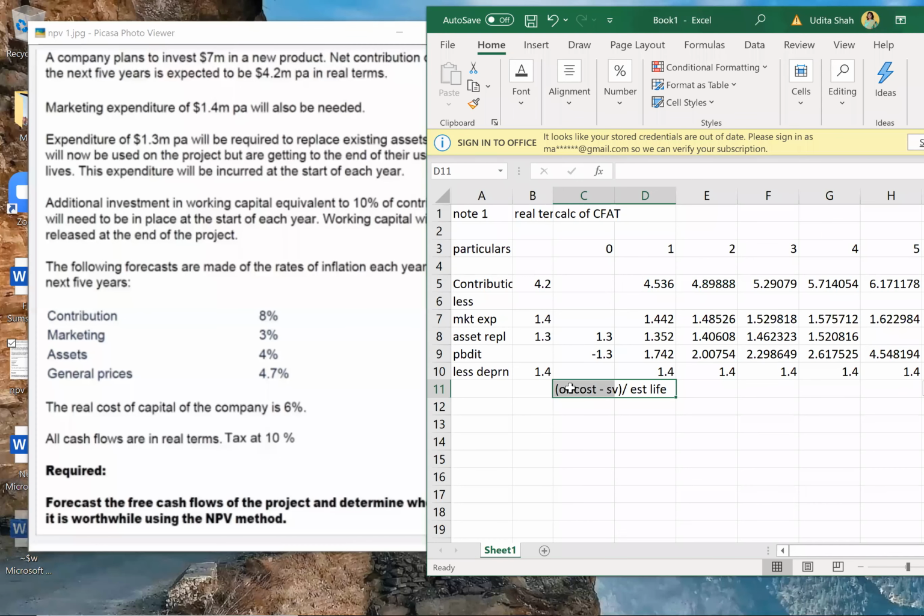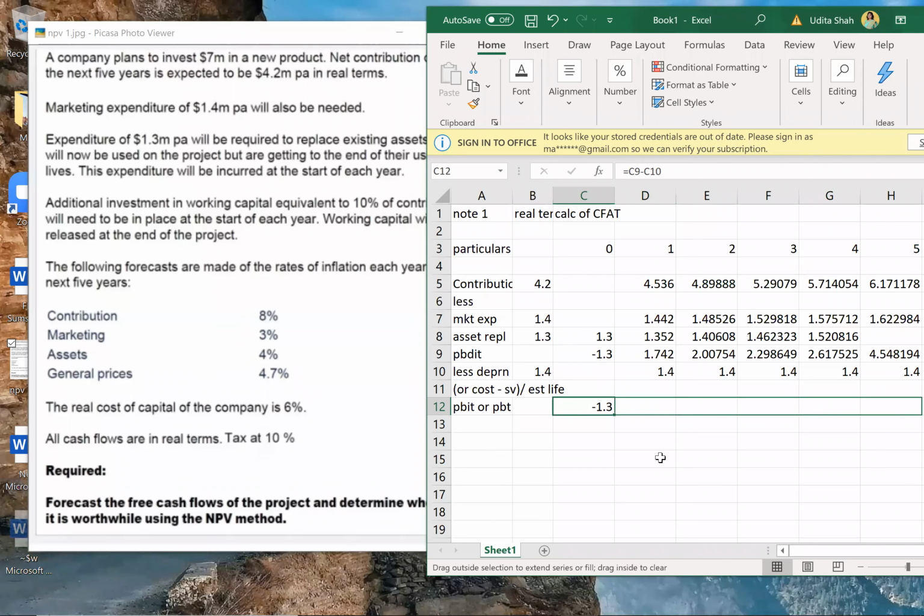Okay. So I'll put it over here. That is the formula I have used. So PBDIT minus depreciation, what I'll get is PBIT. And since there is no interest, PBIT itself will become my PBT. So the formula for PBIT equals PBDIT minus depreciation. That is my PBT.